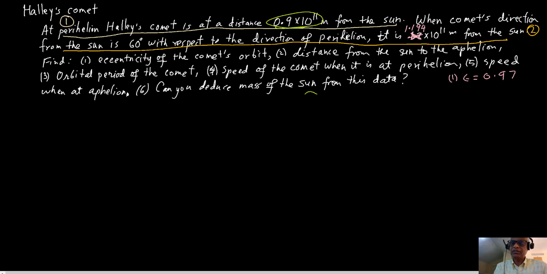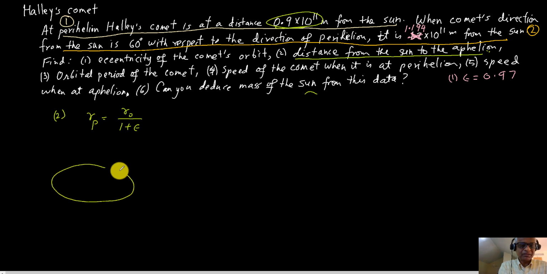Okay, the next to answer is: what is the distance to the aphelion, the furthest away? To answer this, the perihelion was R0 times (1 plus epsilon). So aphelion is this place, and this is the sun. This distance is in the direction of theta equal to 0. So the R aphelion will be R0 times (1 minus epsilon).